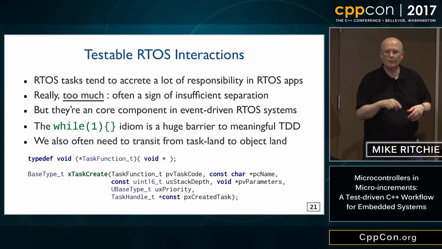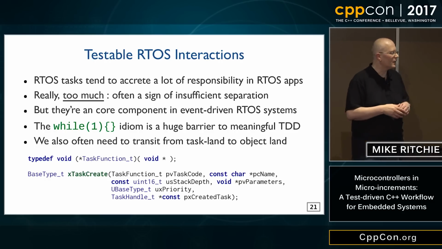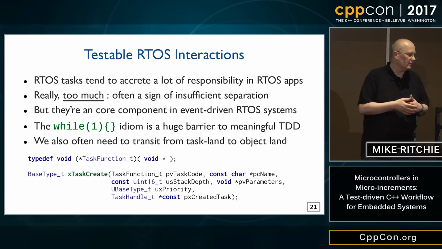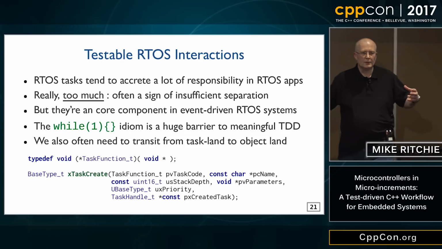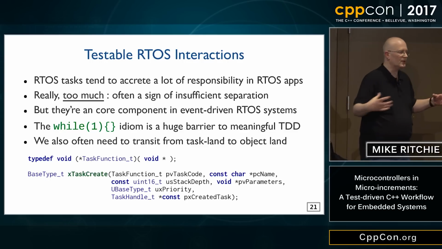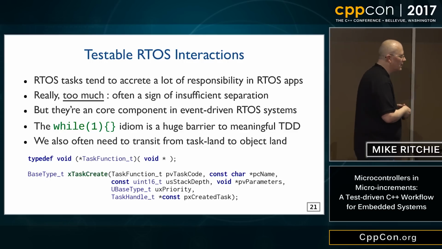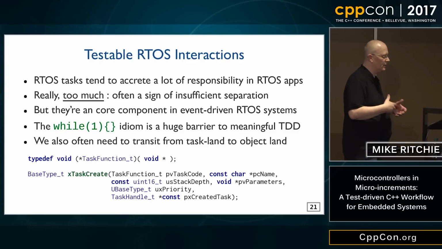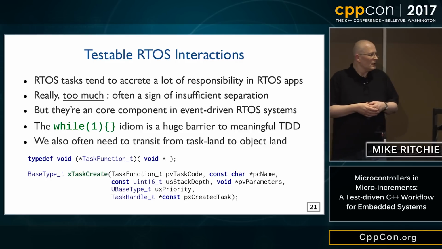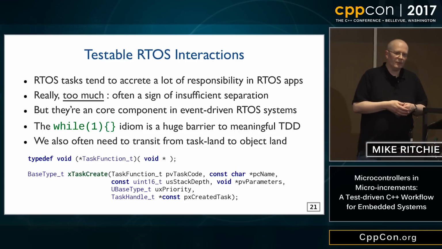I actually find that I can do better design when I'm using a real-time operating system. But there are some challenges. They tend to be kind of complexity magnets. Tasks in real-time operating systems tend to accrete a lot of responsibilities, and that's sometimes a sign that the design has not been fully worked out. So there are things that we can do to improve this situation.